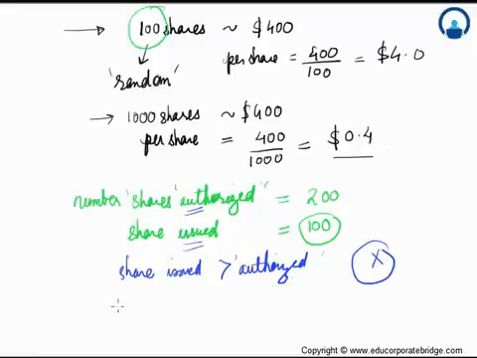Okay, so how many shares were not issued? That were unissued in this case. So in this case 200 was authorized, shares issued were 100, so unissued would be 200 minus 100. This will come out to be 100 shares were unissued.